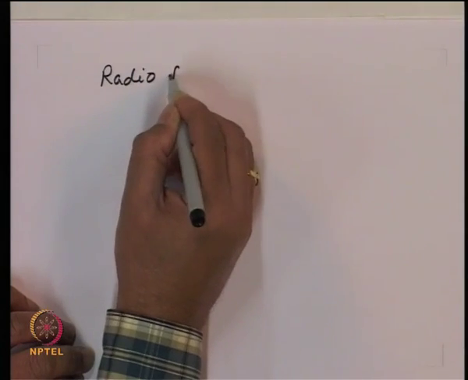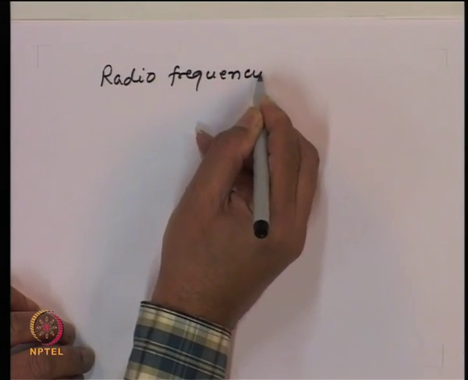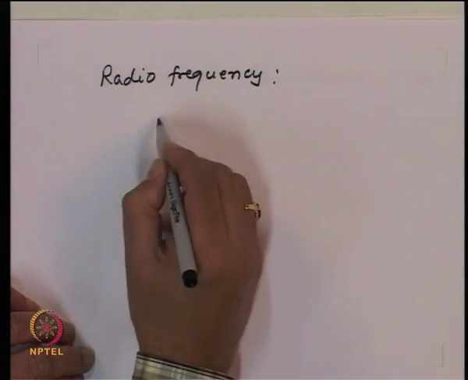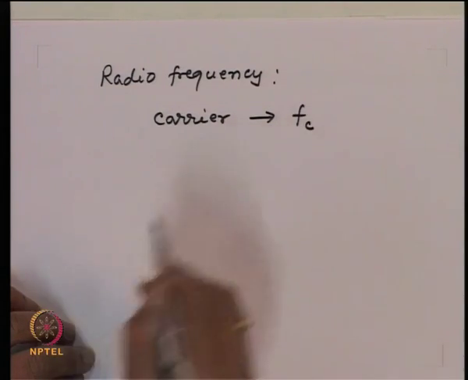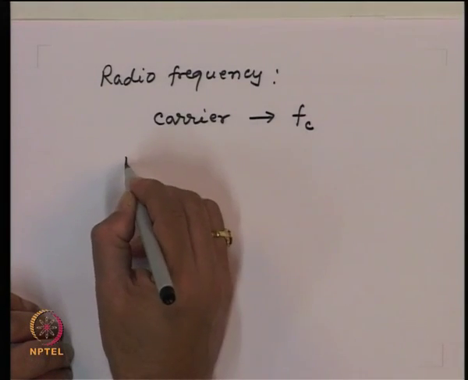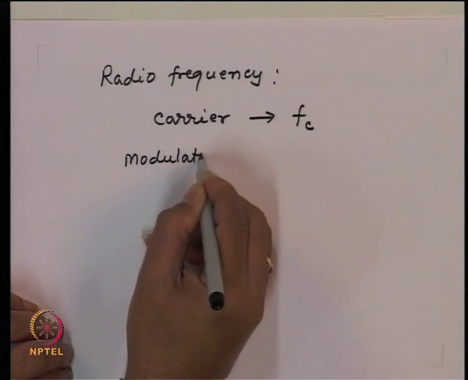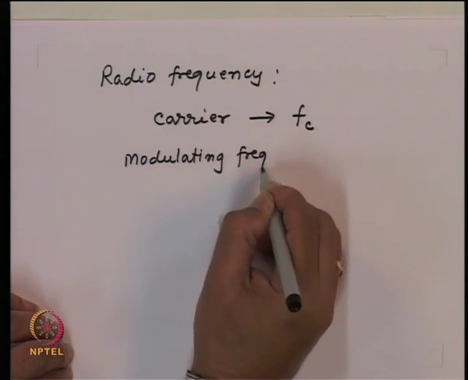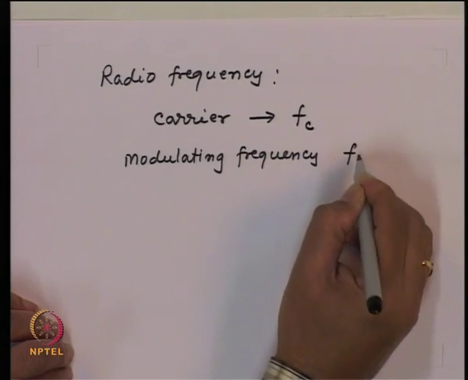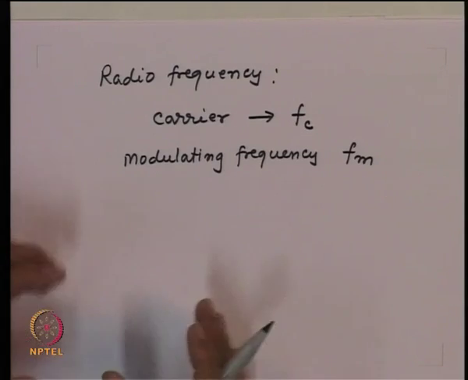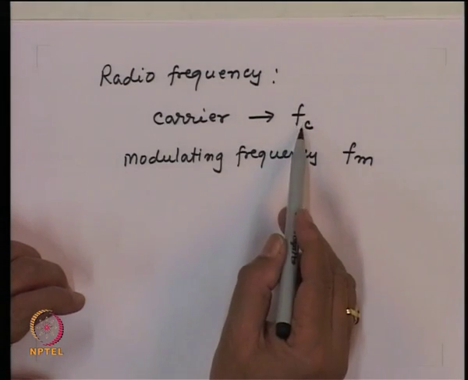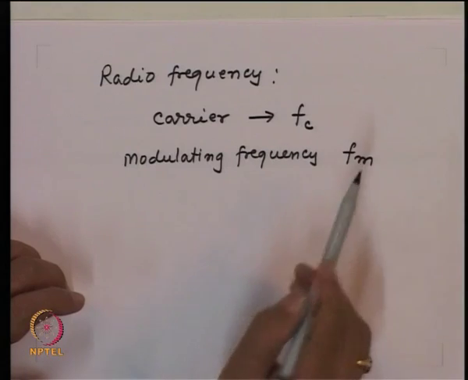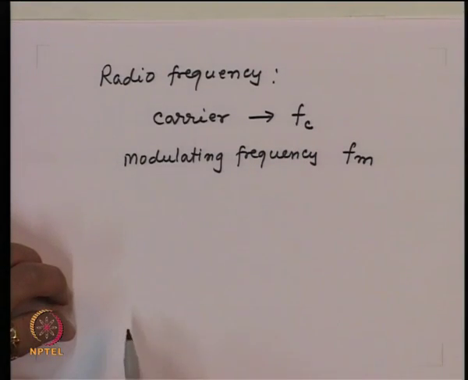So, if at radio frequency I consider a signal, if I have a carrier frequency, which is given by, let us say, some f naught or fc, and if I have a modulating signal frequency, let us say fm, and let us say I do the simple amplitude modulation of this, we get frequencies which are fc plus fm, fc minus fm, and the carrier frequency fc.